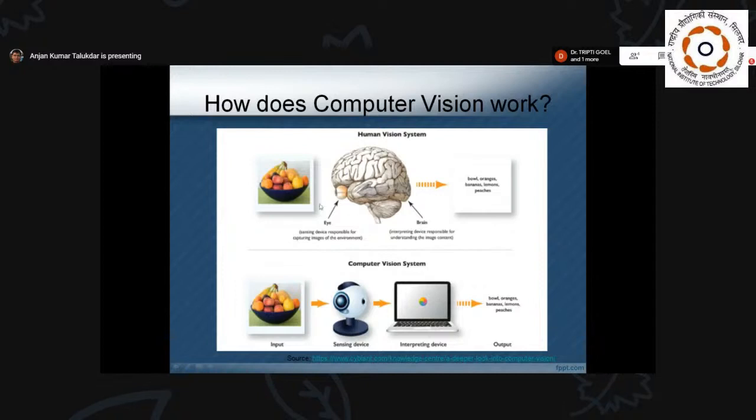So here actually our eyes are the sensors. They work as sensors, and the human brain works as the processing unit.